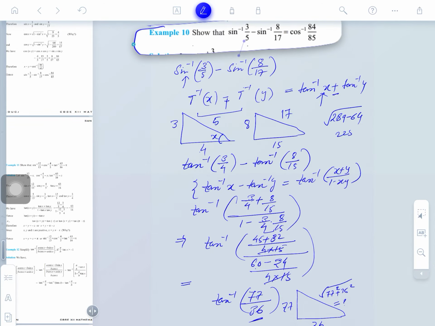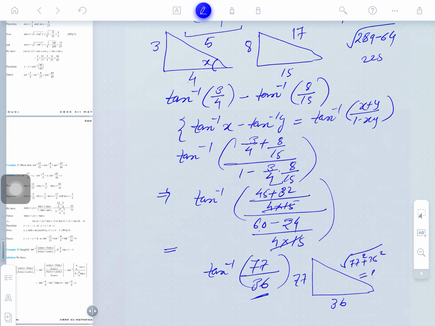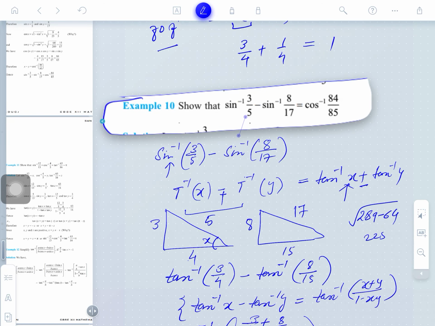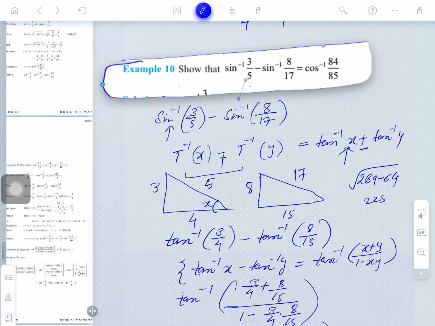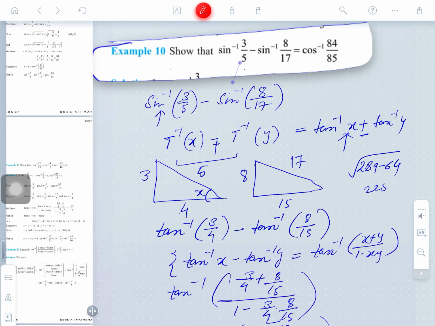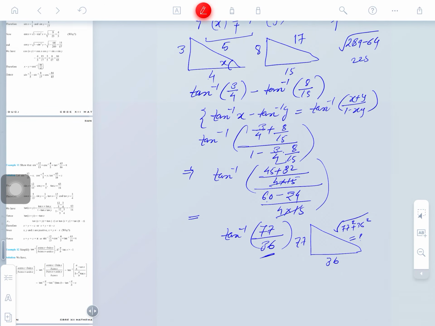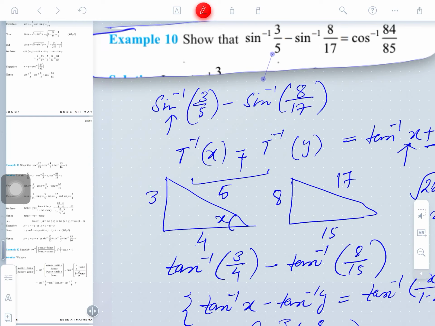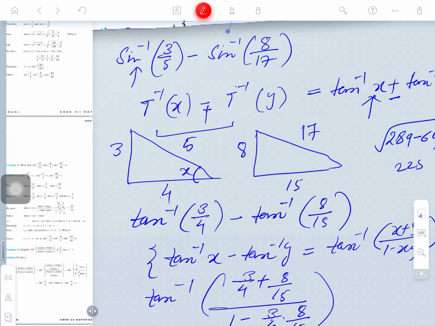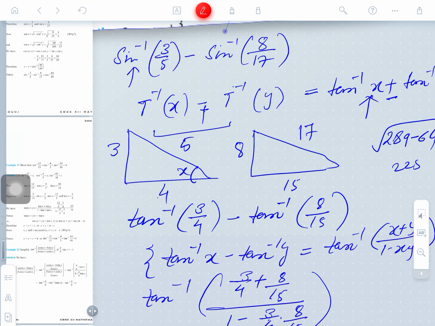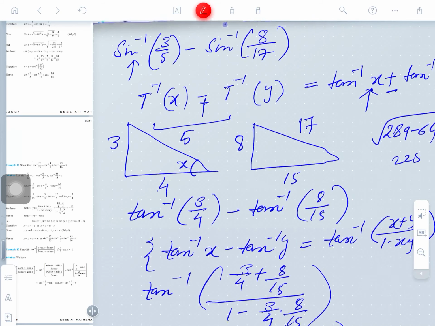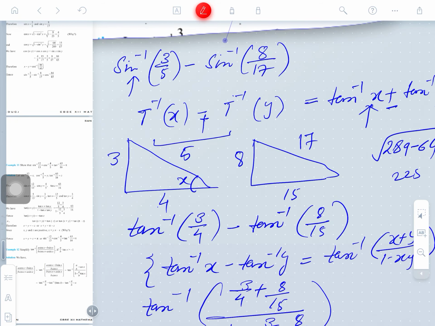Another method is also there. In the first method there is a mistake here, you may check this. Sin inverse 3 by 5, correct. Sin inverse 3 by 5 is okay. So cos is 4 by 5. Sin inverse 8 by 17.